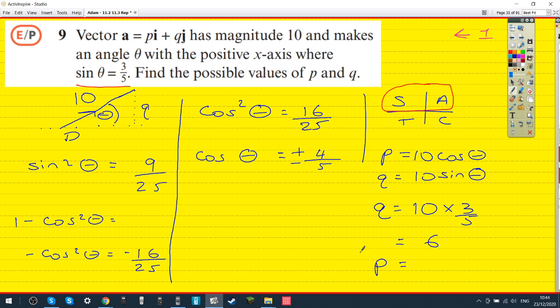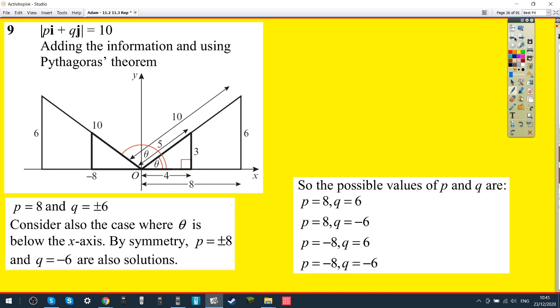Okay, how about P? P is 10 multiplied by minus or positive 4 over 5, which is 8 or minus 8. So Q is 6, P is plus or minus 8.